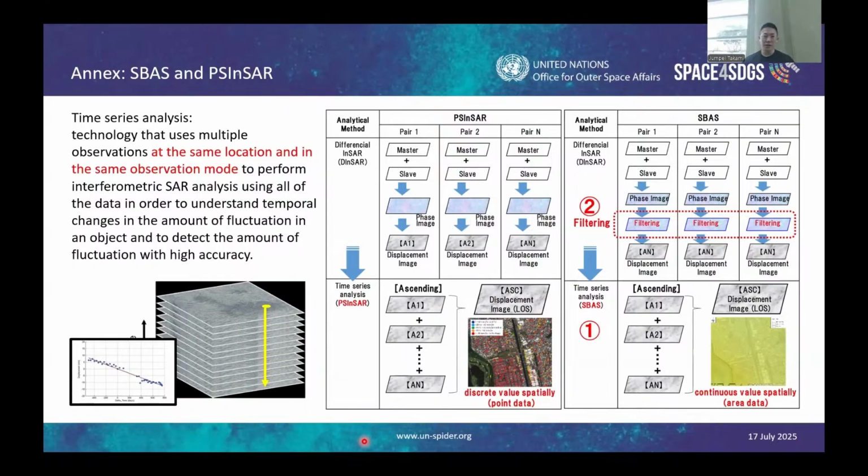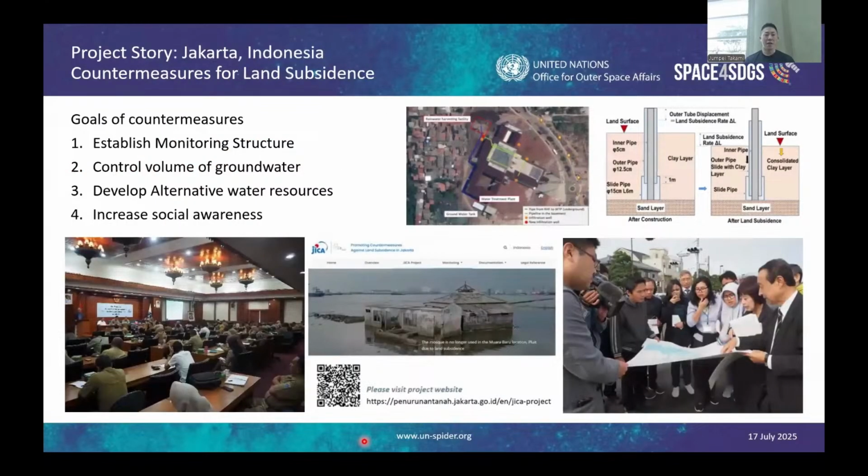So yeah, of course, in this Jakarta case, you can use SBAS or PS InSAR or any other multi-temporal SAR analysis method. But the most important point is how to qualitatively get good analysis results, and which kind of satellite data we should use. And then finally, countermeasures for land subsidence. In this example: establish a monitoring structure, control the volume of groundwater, develop alternative water resources, and increase social awareness. These are very important components of how to counter land subsidence.